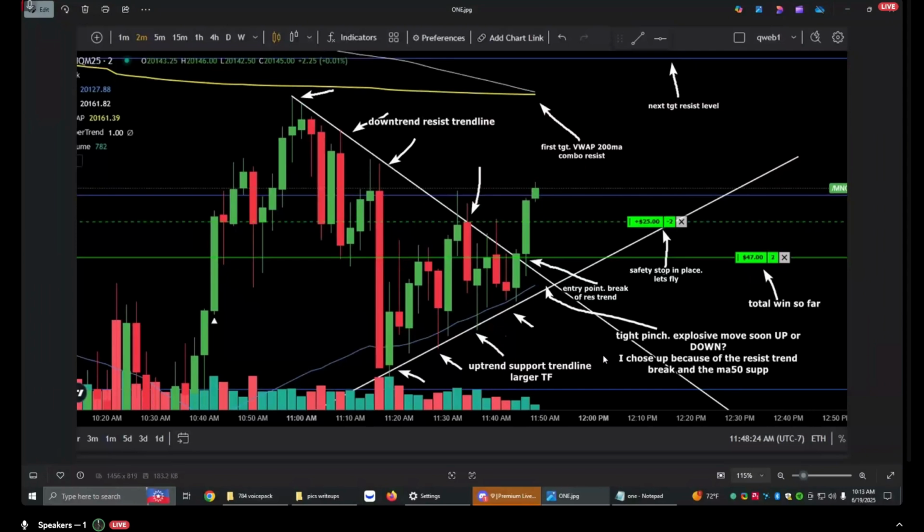So what else did I write in here? Tight pinch, explosive move soon, up or down? I chose up because of the resistance trend line break, and I had the MA50 supporting me. So this blue line right here was also kind of in my favor for upside. If it would have come down, it probably would have tested that and then gone up.